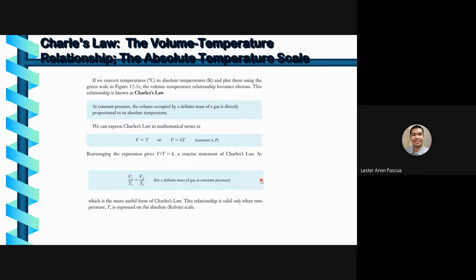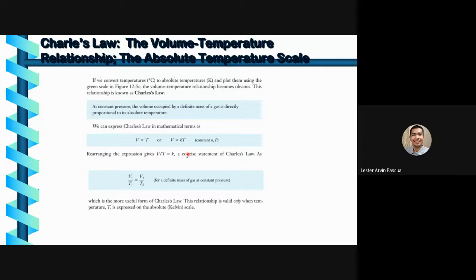sinasabi lang nito na your volume is directly proportional to your temperature, to your absolute temperature. So what does that mean? Kapag nag-increase ang volume mo, nag-increase yung temperature mo. Kapag nag-increase yung temperature mo, nag-increase din yung volume mo. Okay? So yun lang naman ang ibig sabihin ng Charles' law.